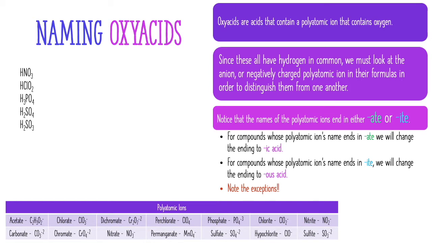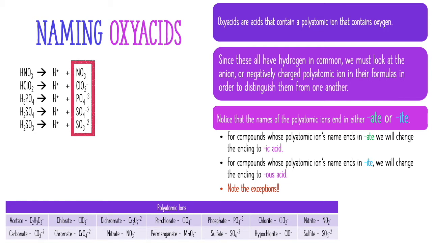What I'm going to do is the same thing I did on the other side, and break these into the ions that they're going to form in aqueous solution. So we can still see that they all have hydrogen ions in common, and they're anions now. All right, so again, we're going to look at the anion to be able to name these acids. And let's go ahead and pop the names up here for all these polyatomic ions. I have a small list of polyatomic ions down here at the bottom that you can use. But I'm just going to go ahead and throw these names up here for us. All right, so we have nitrate, chlorite, phosphate, sulfate, and sulfite.